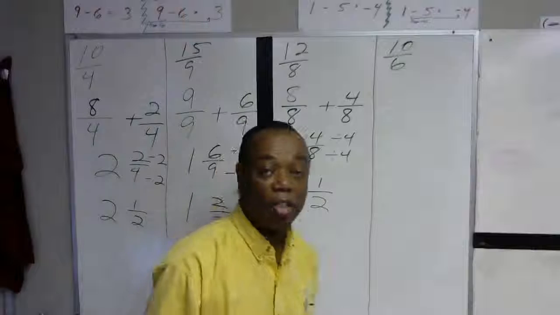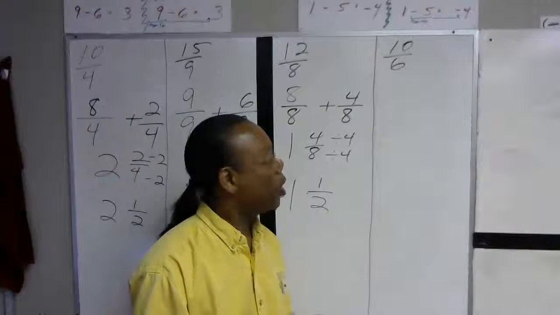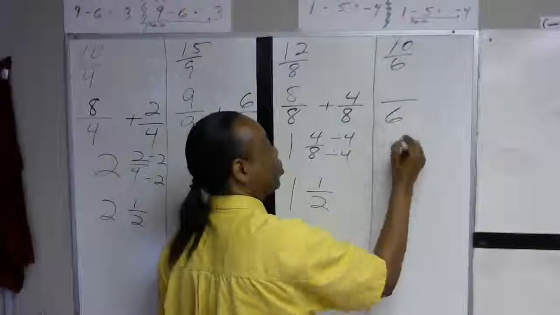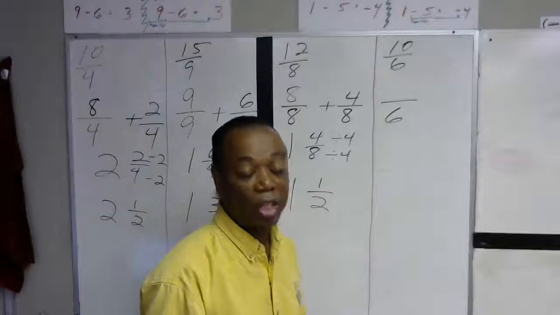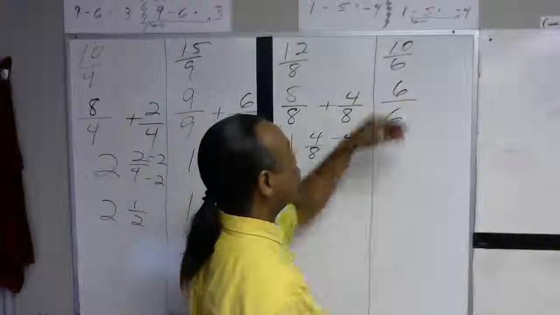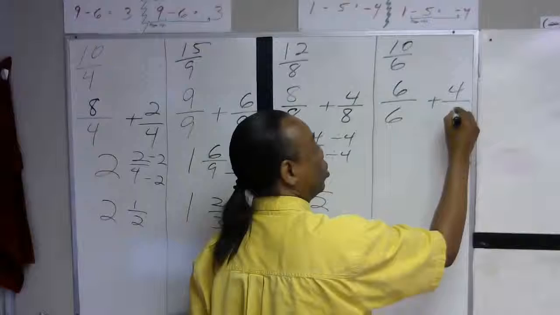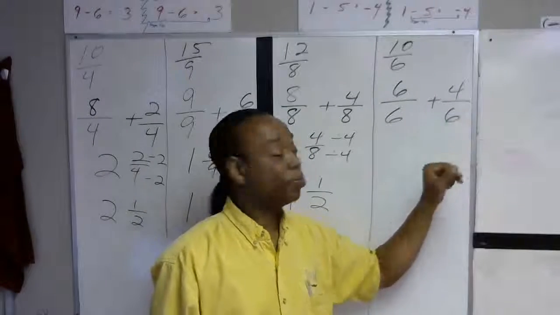Lastly, let's look at turning 10/6 into a mixed number. So first I want to look at my 6 timetables. What's the closest I get to 10 in the 6 timetables? The closest I can get to 10 is actually 6. The difference between 10 and 6 would be 4. So I have 4/6 here left over.